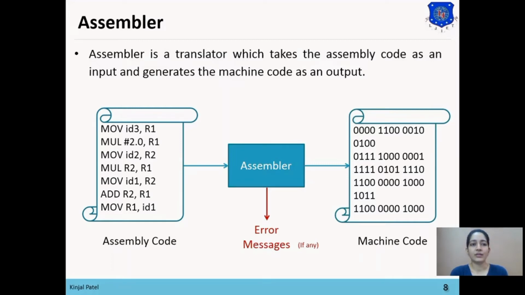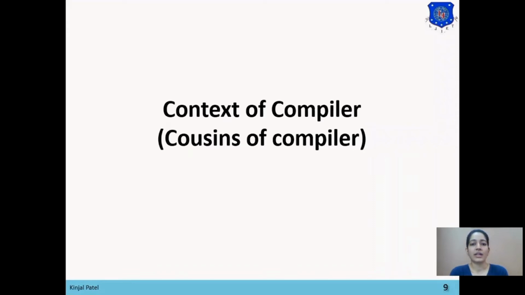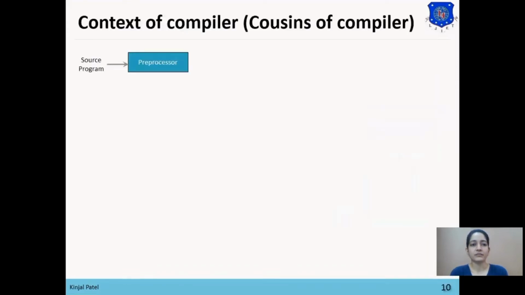We are not going to learn all the translators. We are just interested in compiler only. So first, context of compiler. Context of compiler is also called the cousins of compiler, because along with the compiler there are multiple software used to help compiler to convert source program into target program. For example, preprocessor, linker, loader, and assembler. So these are all also called the cousins of compiler.